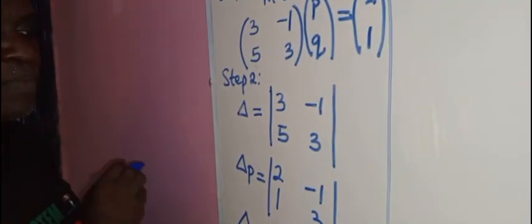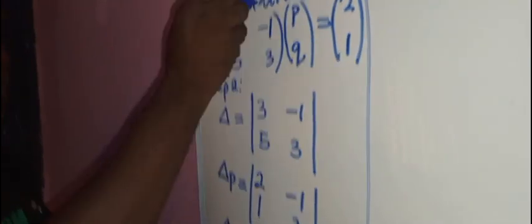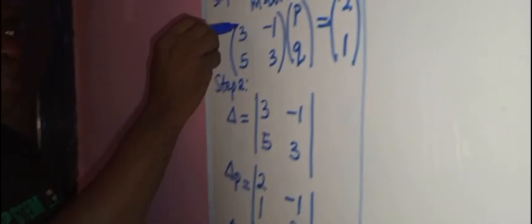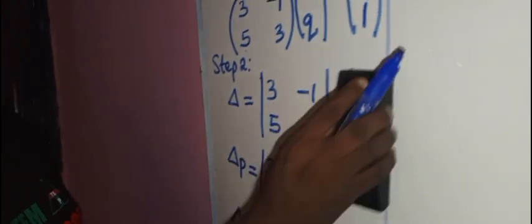That's delta P. Then delta Q, you will replace this with the second column. So that means you are having this 3, 5. Then this will be replaced by this, the result 2, 1. Okay, now that is the meaning of delta. So it means we need to find the determinant.